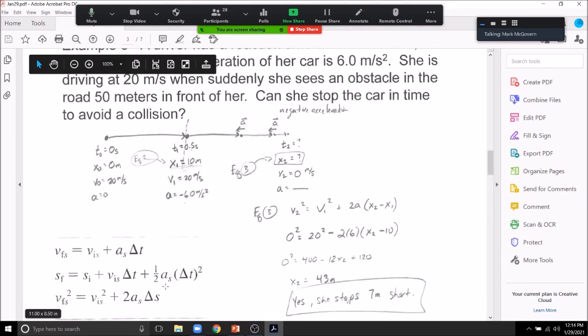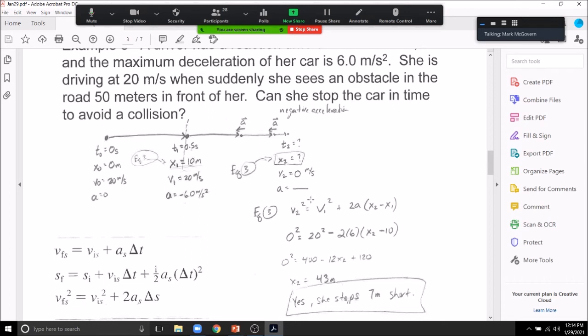Equation 3, the velocity squared equation. In terms of the variables I've defined, it'll be v2 squared equals v1 squared plus 2a times the difference of the two positions, x2 minus x1. And I know everything but x2. Plug in your numbers. Make sure you have your accelerations negative. It's very important here. Solve this. We get 43. And that's clearly under 50. So 7 meters away, that's when she stops.